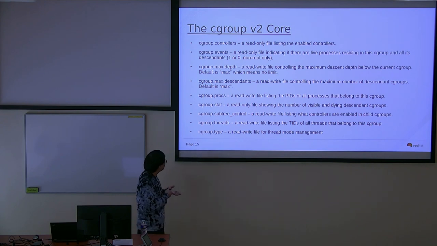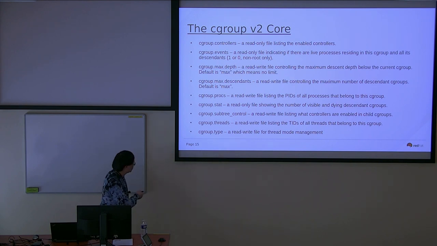And subtree control, I talked about it previously, is about what controllers need to be enabled in the child cgroup level. And cgroup.threads is used in threaded mode, where you can move one thread to another cgroup and leave all the other threads behind in the original cgroup. So this is a new control file that is created for the thread mode. And cgroup.type is for thread mode management, as I talked about previously.